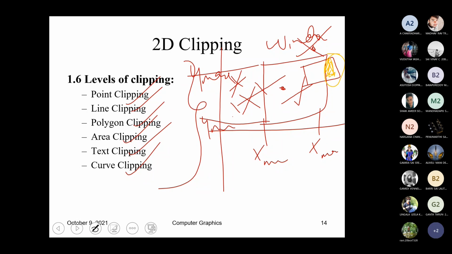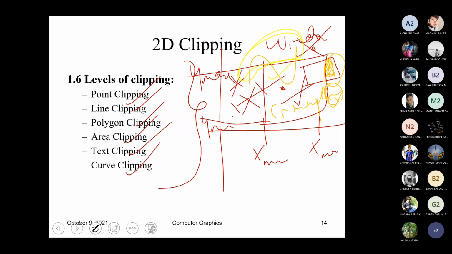And even text, suppose I am writing computer graphics or graphics. This portion till here is inside, and from here it is outside. So the outside portion should be clipped off. Curve clipping: you have a curve like this. What should you do? Whichever part is outside the screen, you should clip it off. The remaining only should be displayed.